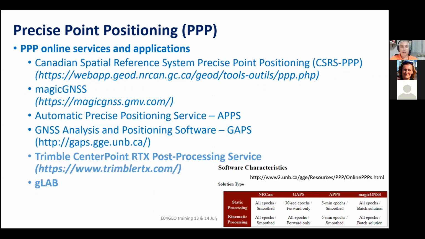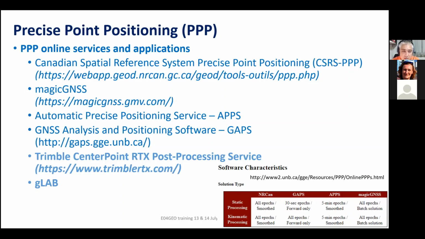So how can we obtain coordinates by PPP? There are basically two ways. One way is the online services. The other way is applications, being standalone or network applications. There are some examples. For example, there is the Canadian Spatial Reference System Precise Point Positioning Service. There is Magic GNSS. There is APPS. There is the GAPS Positioning Service.